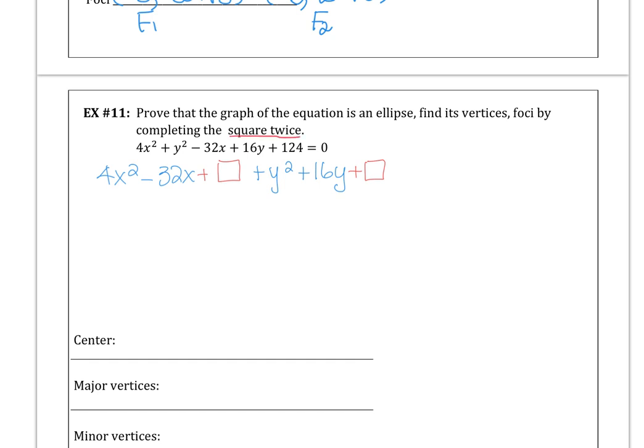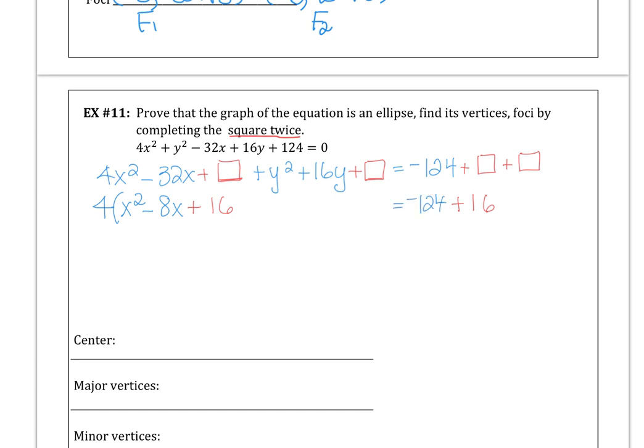And then subtract 124, and we'll have to add two numbers to the right side because we're adding two numbers over here to the left. If you remember from Algebra 2, you can't complete the square if the leading term is not 1. So we're forcing the leading term to be 1. And then completing the square, half of 8 is 4, and 4 squared is 16. So we want to add 16 to the left, and we'll add 16 to the right.